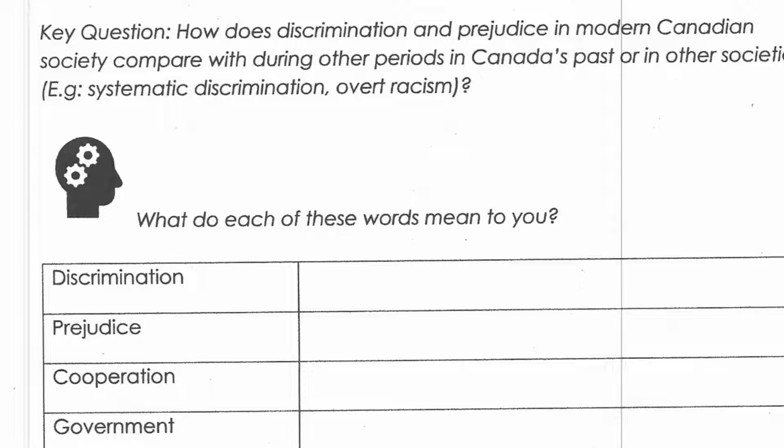One of the very first pages that you did for me on this, since we've been doing our distance learning, had these key questions: How does discrimination and prejudice in modern Canadian society compare with other periods in Canada's past or in other societies? When you think about that, were these human rights always granted to everybody in Canada throughout history? And are these human rights being granted to everyone across the world even today? Those are some of the key ideas that we are going to be focusing on.